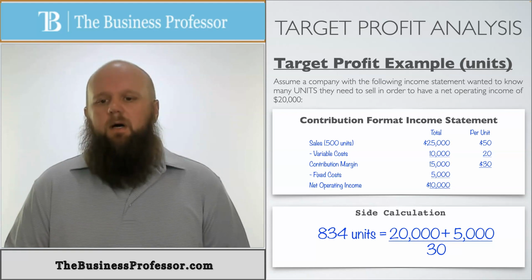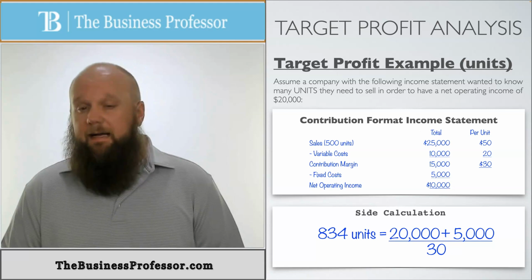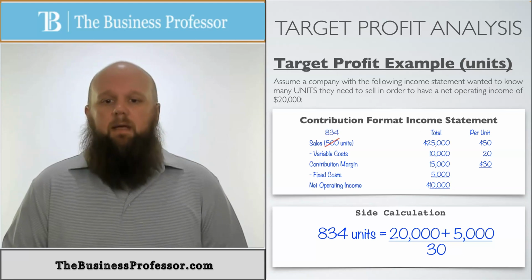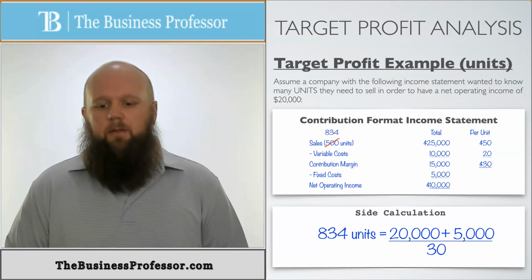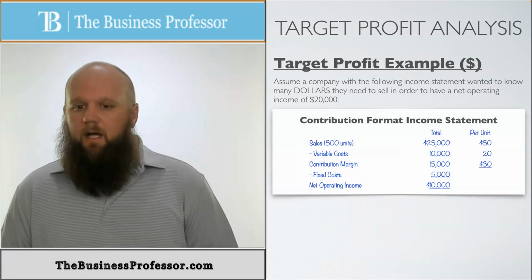So in order for us to hit 20,000 in net operating income, we don't have to sell 500. We have to sell 834. By putting 834 there, that means our net operating income will become 20,000. Now, let's look at it from the dollars perspective.